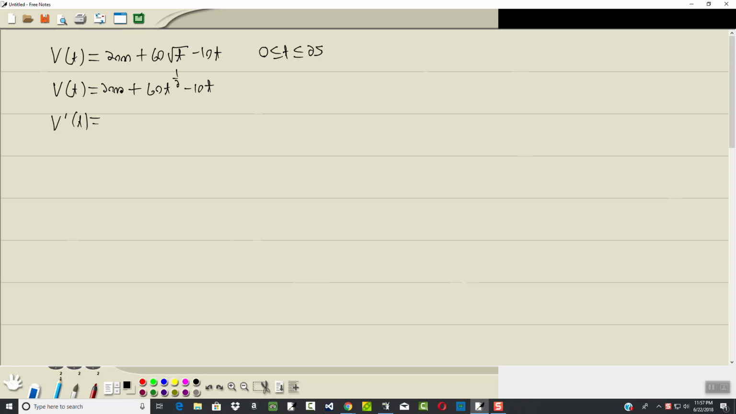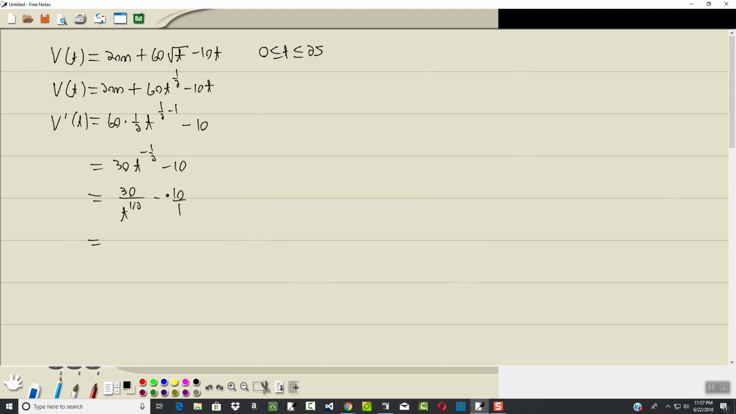So for a derivative, 2000 drops away. 60 t to the 1/2 power, take your power, put it out in front, lower your power by 1. And derivative of 10t is 10. 60 times a half is 30. T to the negative 1/2 minus 10. This becomes 30 over t to the 1/2 minus 10 over 1.